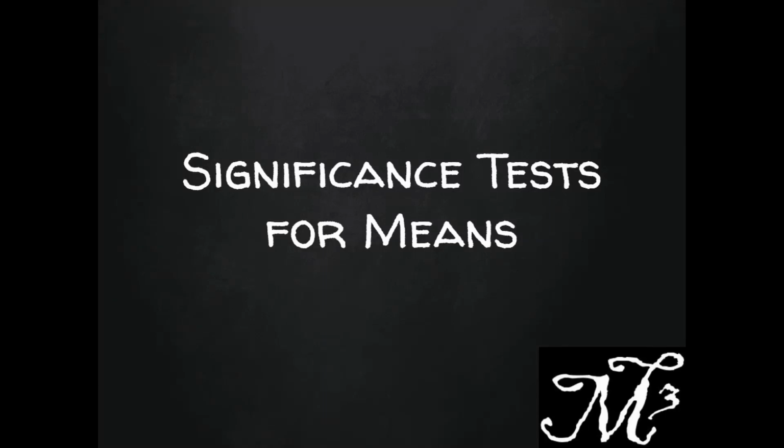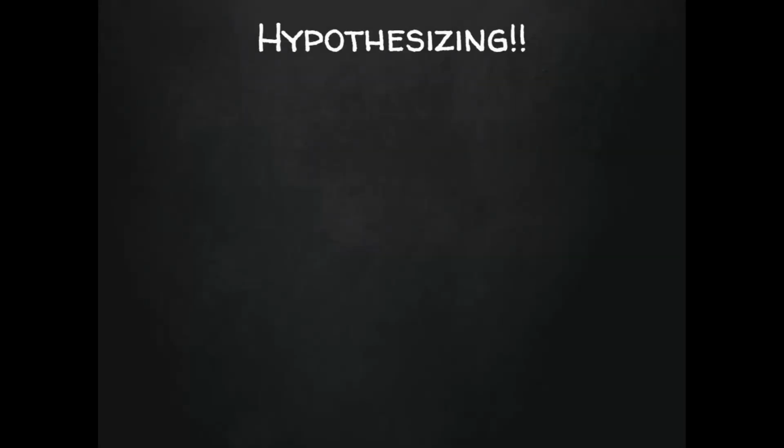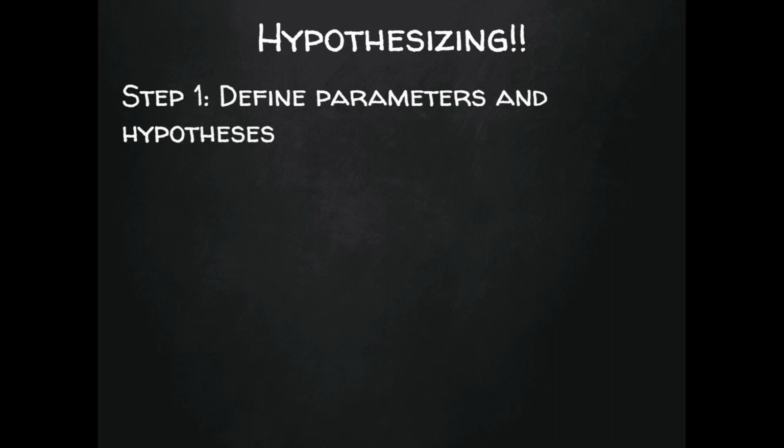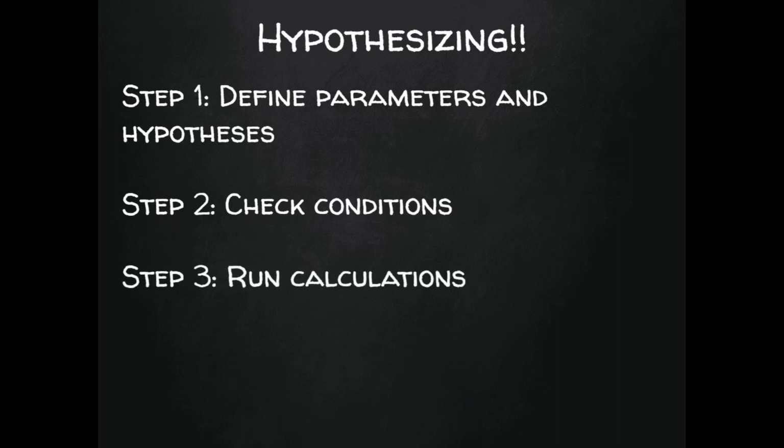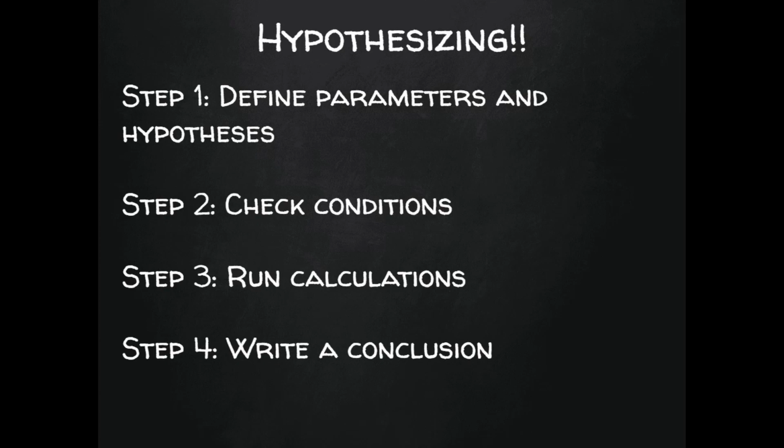Today we're going to be talking about significance tests for means. Now you will recall from our previous videos that when you run a hypothesis test, there are 4 steps. The first step is to define the parameters and hypotheses. The second step is to check conditions, and please remember that MATLAB is very poor on emphasizing this step, but it's very important. Step 3 is run calculations. And step 4 is to write out a conclusion.